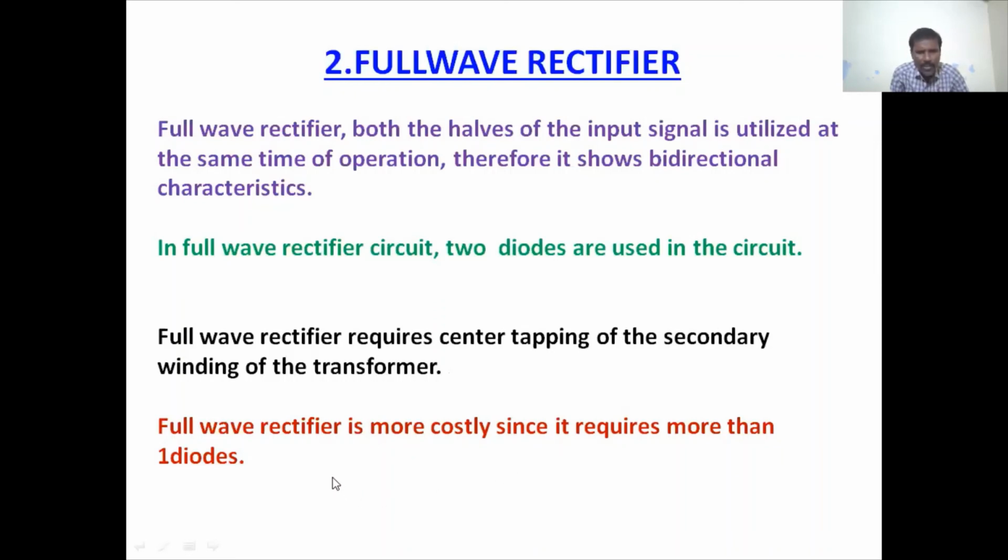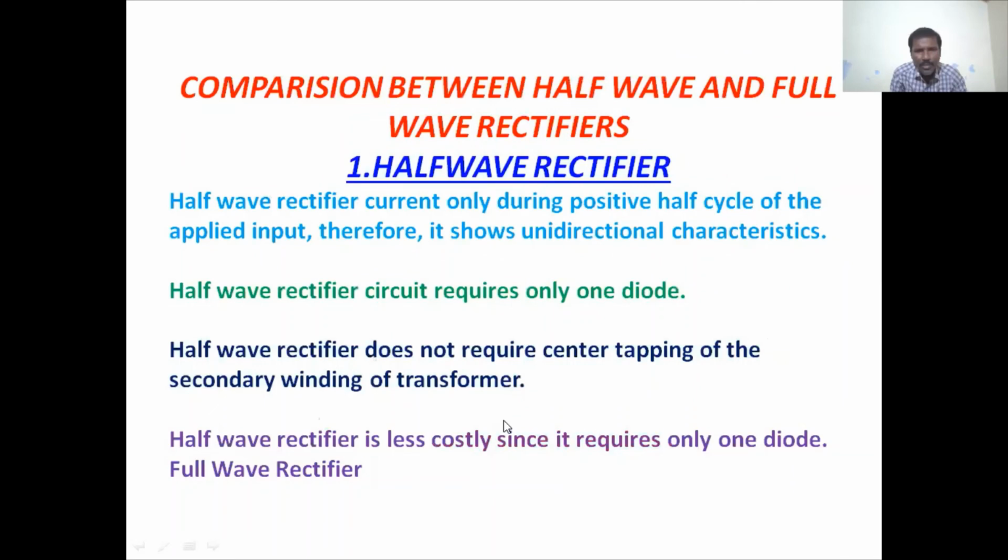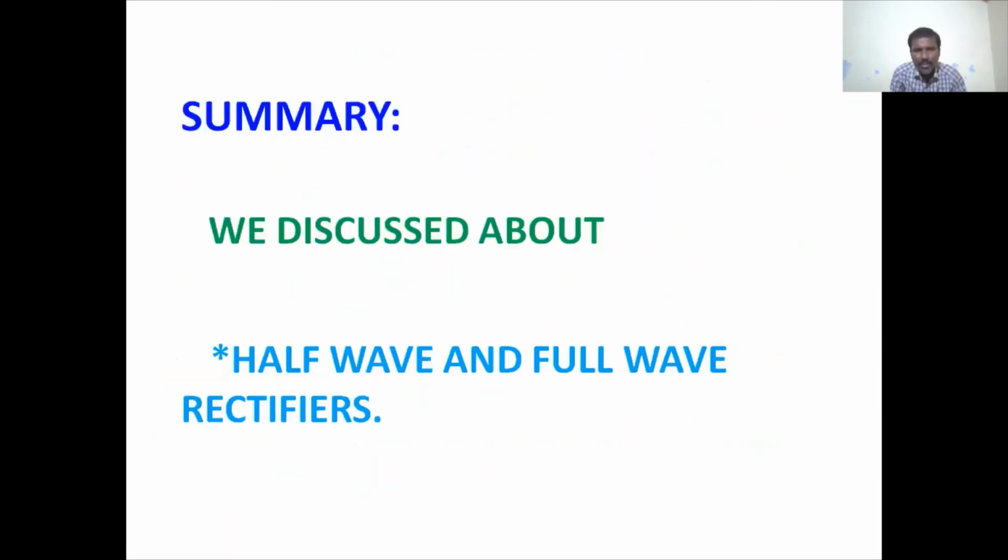A full wave rectifier is more costly since it requires more than one diode. Why is it costlier than a half wave rectifier? Because it needs two diodes, or it consists of two diodes in its circuit. That's why a full wave rectifier is more costly since it requires more than one diode. So these are the comparison between half wave rectifier and full wave rectifier.